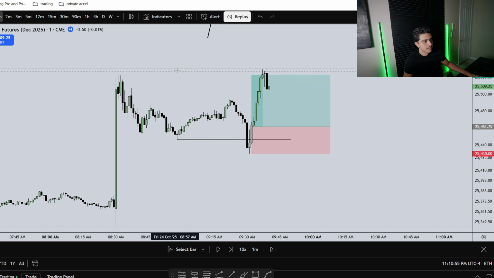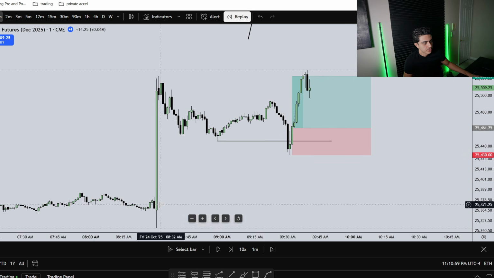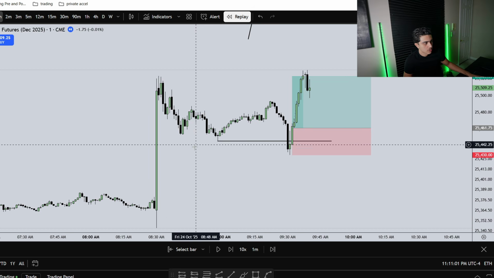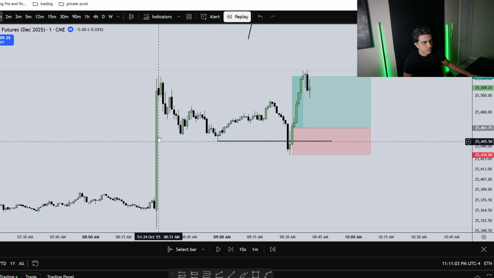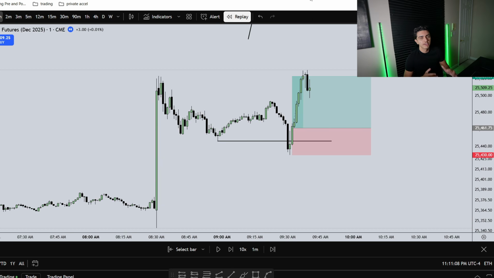So very simple. It depends on what the narrative is, right? This is all accumulation here. So displacement, accumulation, rebalance lower. We manipulate that low, rebalance back into that CPI buy side imbalance, and then displace back up. Very, very easy and effective example. Let's get into the next one.